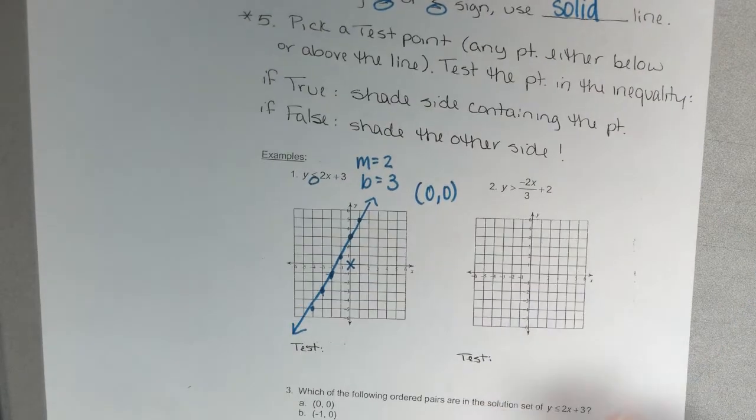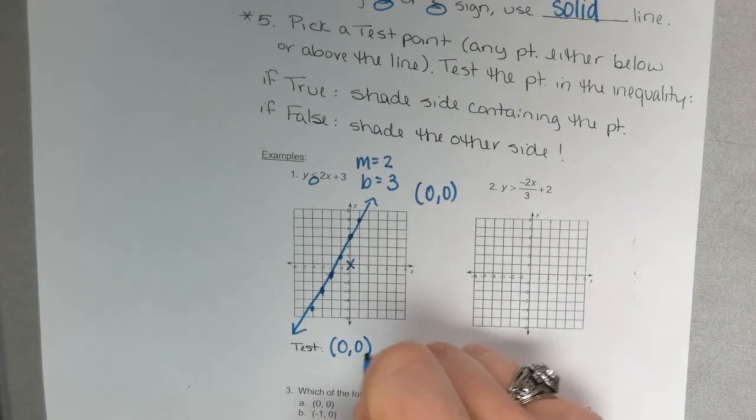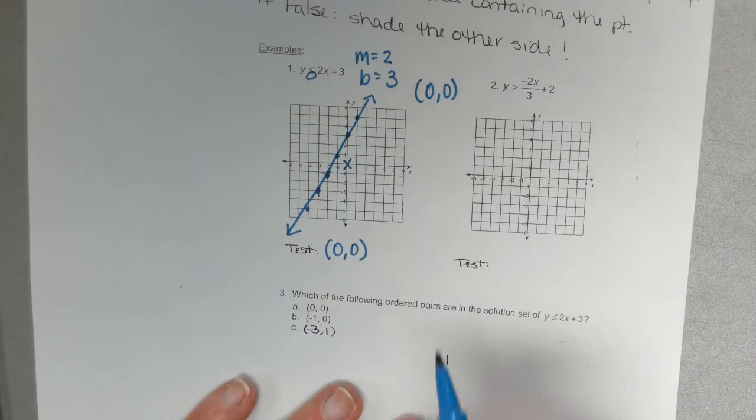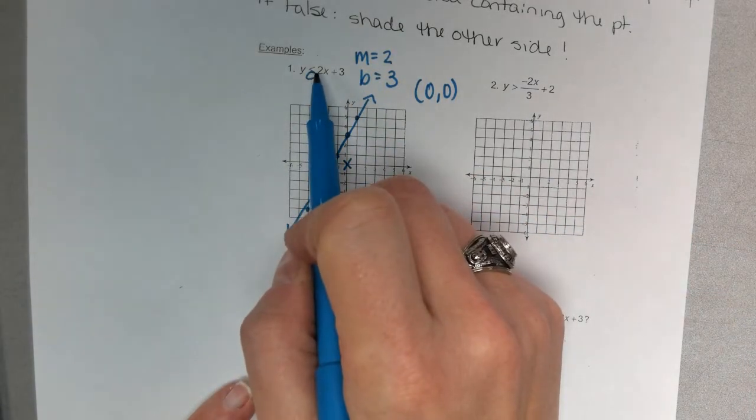And we're going to plug, oh, we need to put that here, 0, 0. We're going to plug in 0 for the x and the y back into our equation.